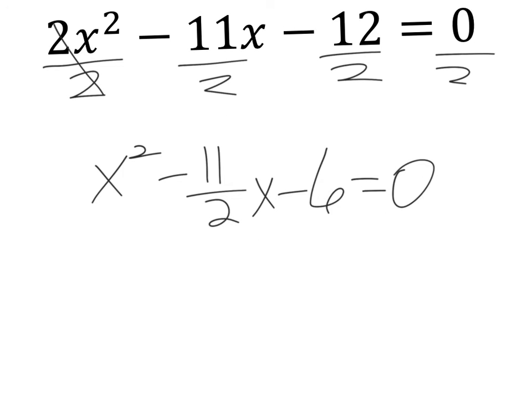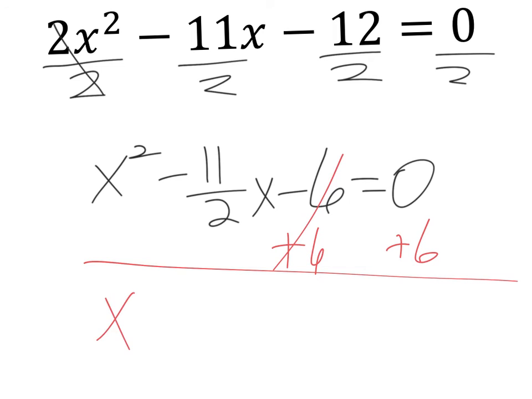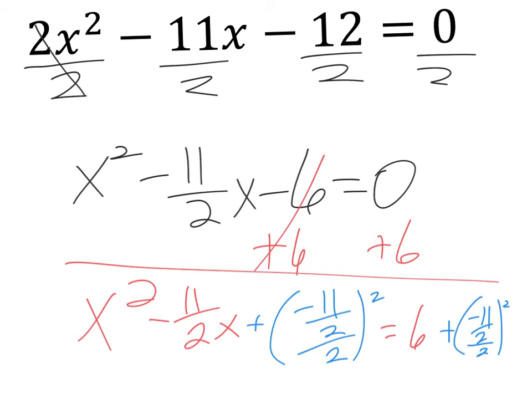When you have fractions in your equation, just really try and proceed as normal, because there's really not going to be anything special about the answer other than it's going to have fractions in it. So I'm going to add 6 to the other side, and then I need to add in my b over 2 squared value. So that's going to give me a negative 11 over 2 over 2 again, because you still have to divide it by 2.